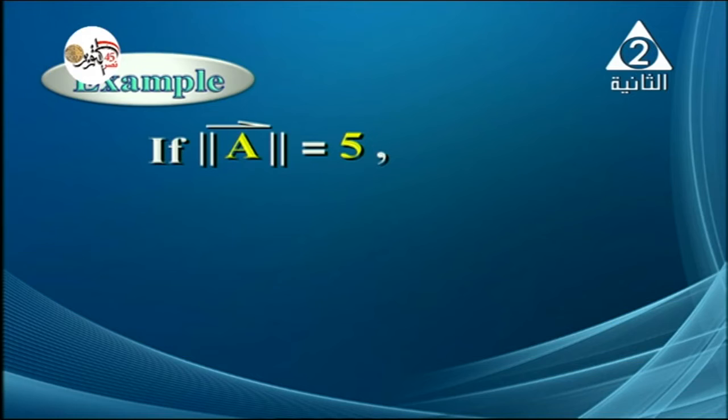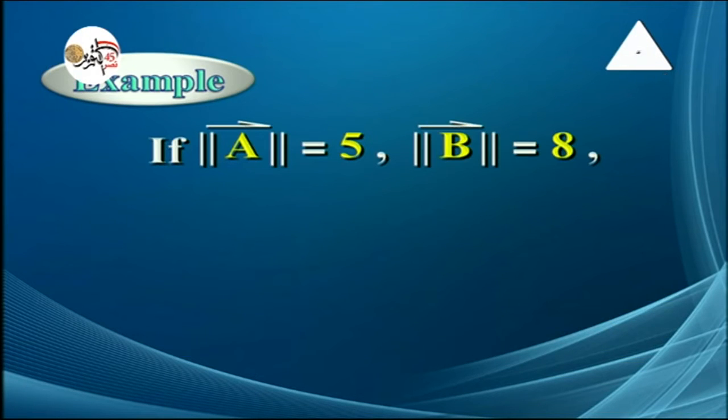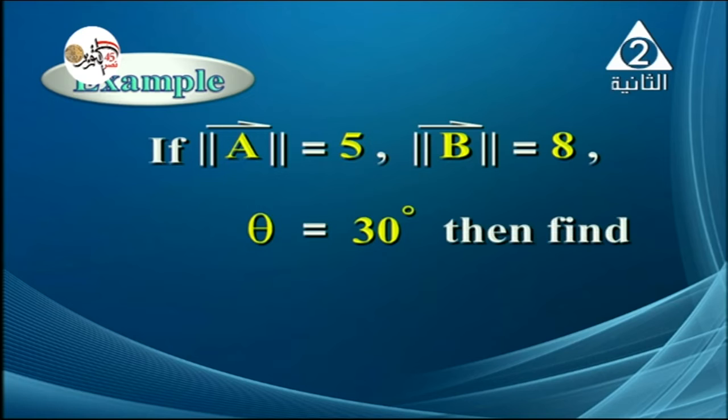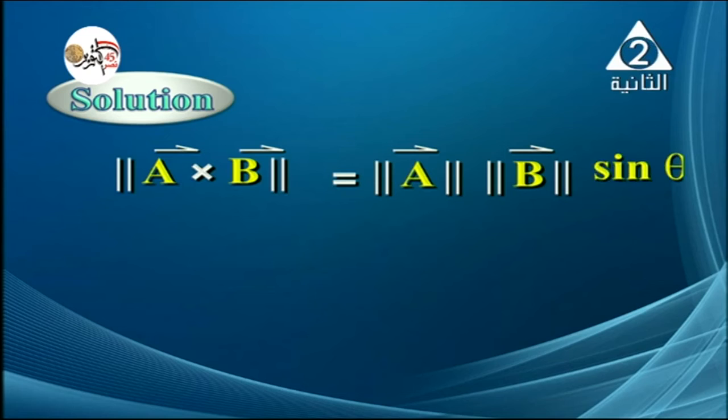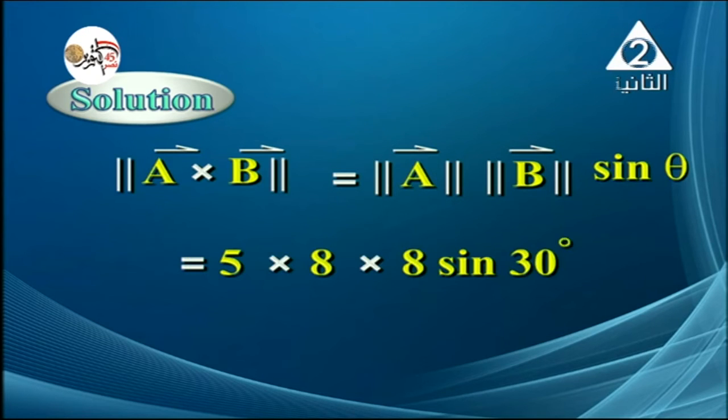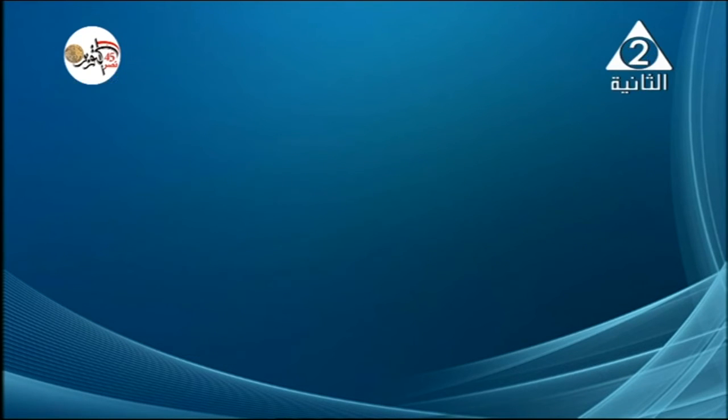Example. If norm a equals 5, norm b equals 8, and theta equals 30 degrees, find the norm of a cross b. Look, my dear student: norm of a cross b equals norm a times norm b times sine of the angle between them, by using the rule. Substitution about norm a, norm b, and sine of the angle between them equals 20.